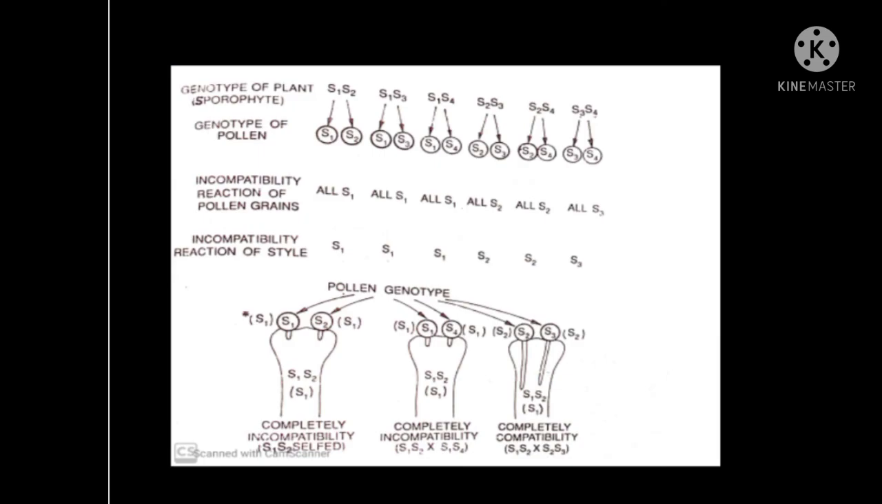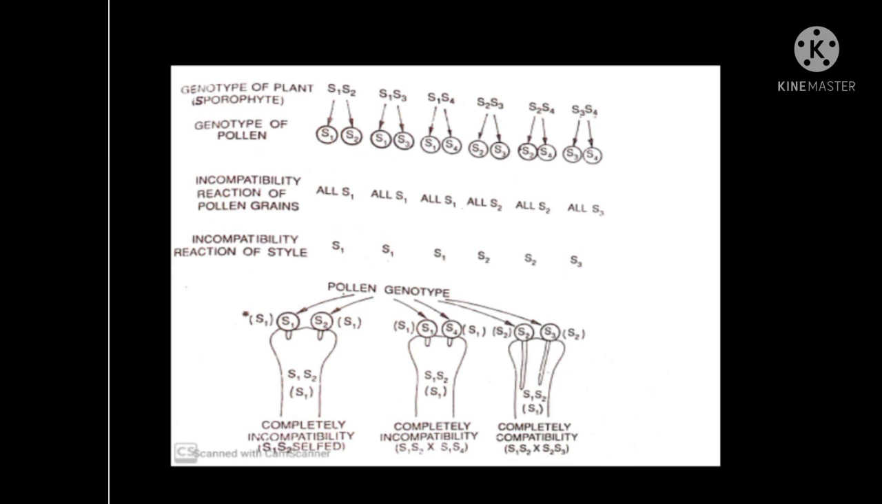Now observe the cross, that is the genotypes of plants S1 S2, S1 S3, S1 S4, S2 S3, S2 S4, S3 S4, and the genotypes of pollens likewise. The incompatibility reactions of the pollen grains are all S1, all S1, all S1, all S2, all S2, all S3. The incompatibility reaction of the style is S1, S1, S1, S2, S2, and S3. Pollen genotype S1 S2 interacting with the stigma of S1 S2 is completely incompatible, that means the self one.